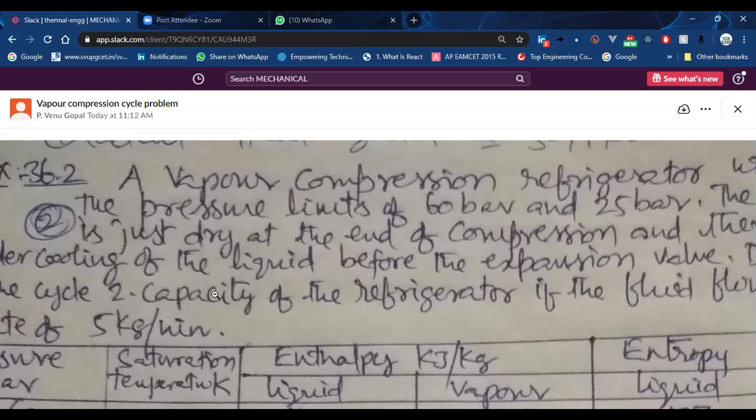So in that case there may be another variation. That is another type of problem. They may ask, okay, after compression the condition of steam is superheated, and they will tell. So that type of problem I am going to show to you now. So just to see, on Slack I have sent one problem.